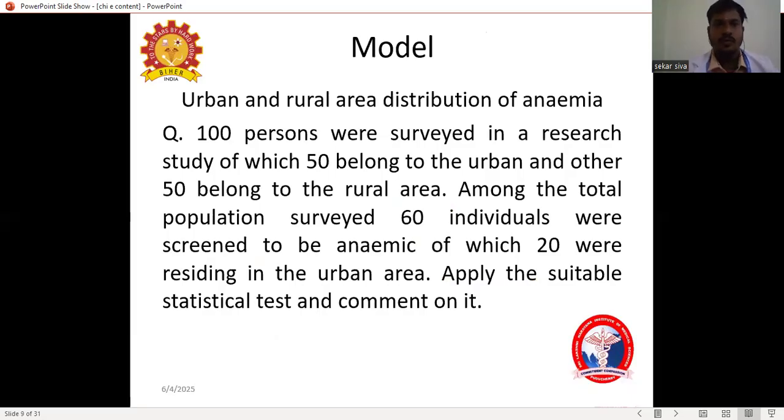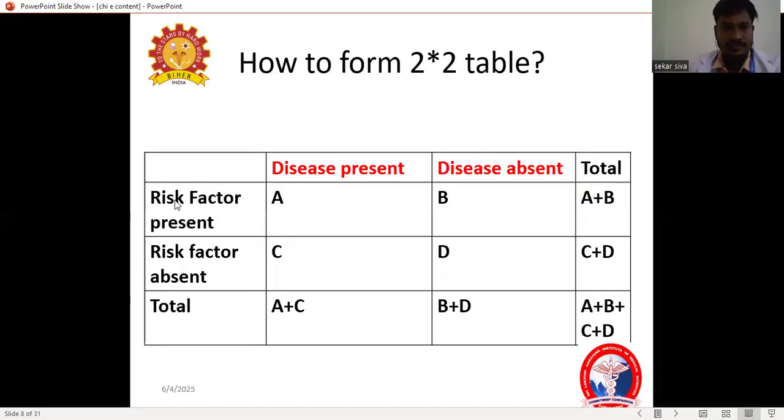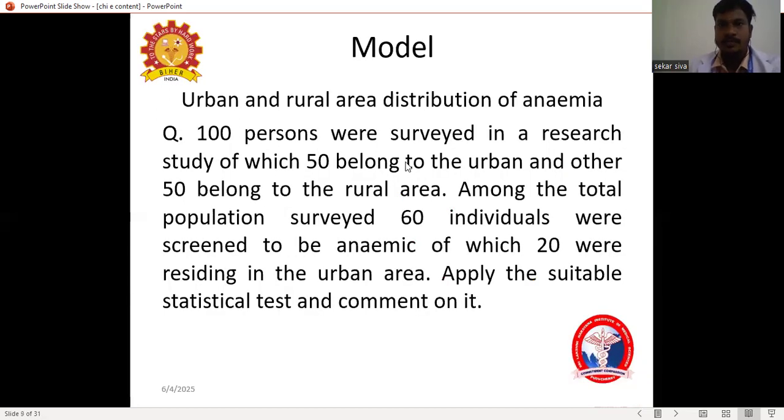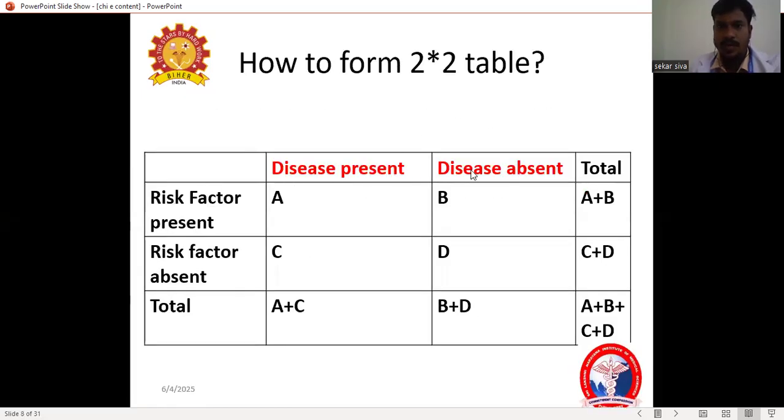So let's see one problem. They are giving urban and rural area distribution of anemia. Here, we want to know what is the risk factor and what is the disease. Here, urban and rural are our risk factors, and our disease is anemia. Anemic present, anemic absent. This is our disease.